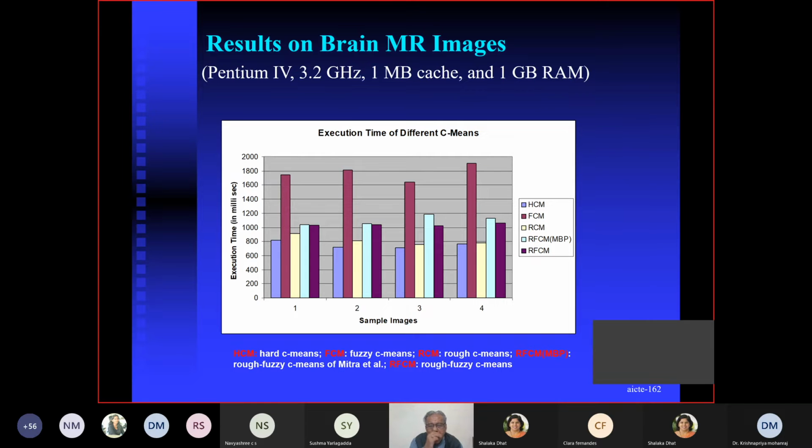Similarly, computation time-wise, if you look at this, interesting, hard image is lowest because it goes only 0 or 1. Fuzzy is maximum because you have to compute membership values every time. And then rough with crisp lower upper is next. This one, with fuzzy upper lower, is in between. The same picture is reflected here.